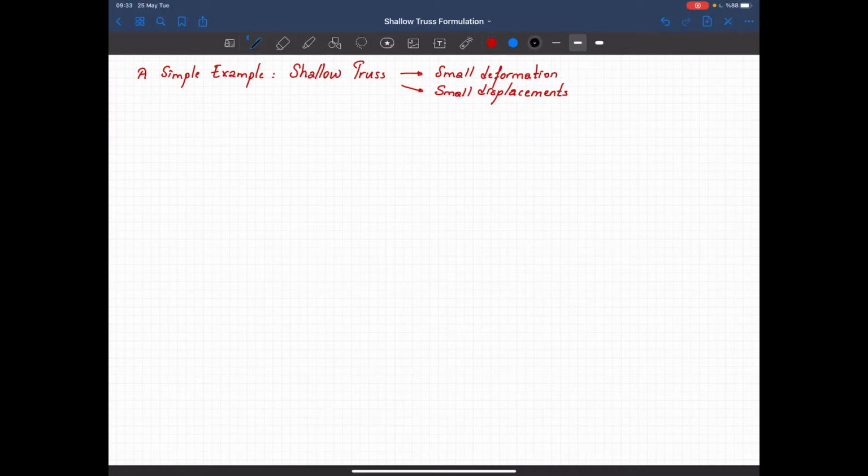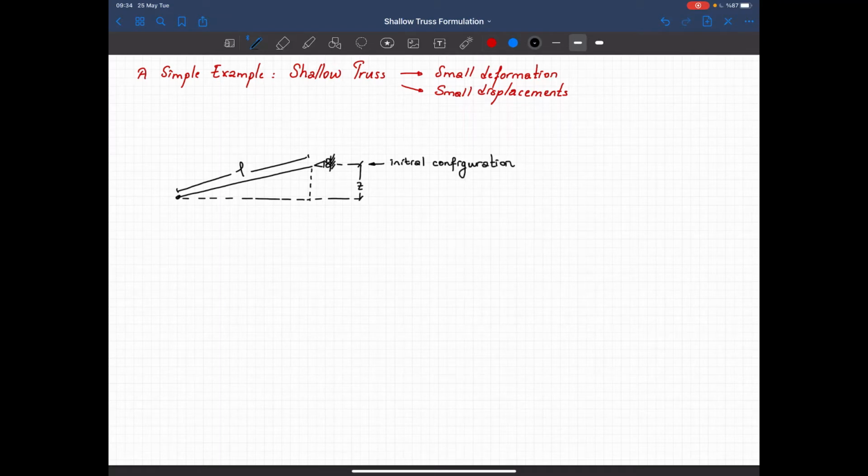So let's take a truss member like that, and the length of the truss member is L. So I have a roller support here, and let's call this displacement, it's not a displacement, but this distance, equal to Z. So that will be the initial configuration. And here, this distance is L hat.